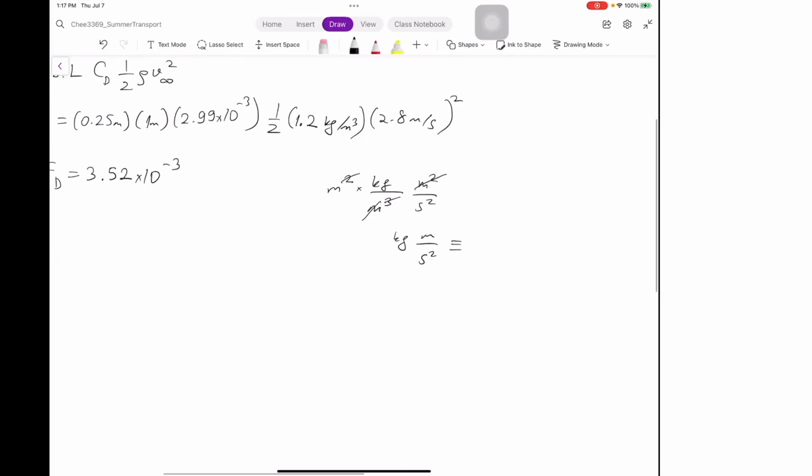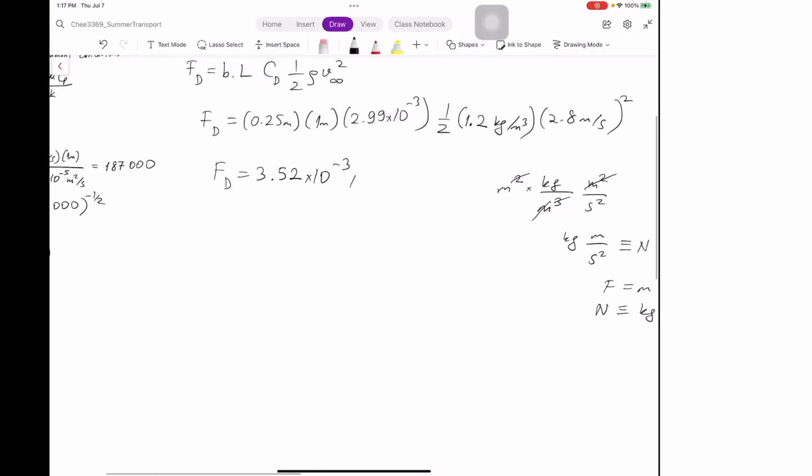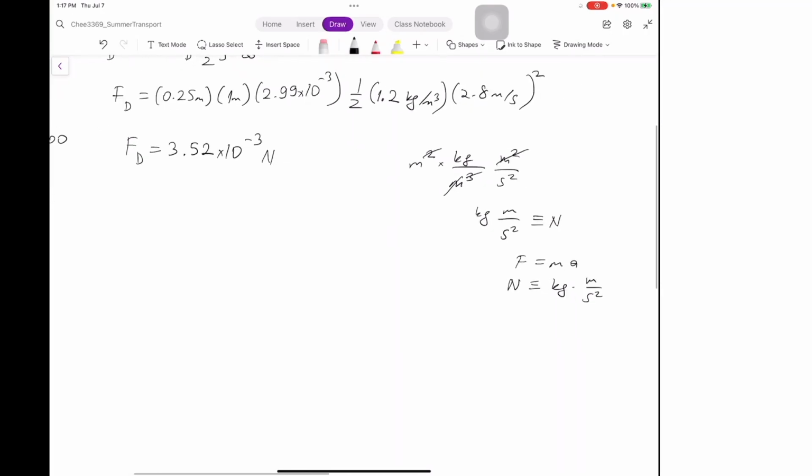That's identical to Newton because you know from F is equal to MA, right? That Newton is identical to kilogram times meter per second square. So that makes sense. So this is Newtons. That's the drag force acting. And part C, the total heat transfer rate from the plate to the air stream.